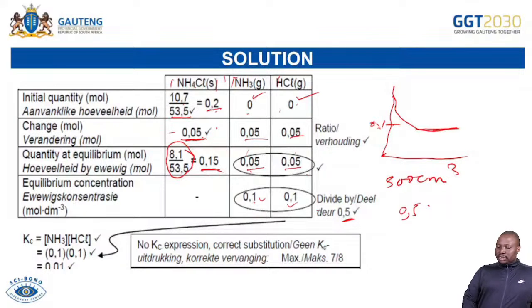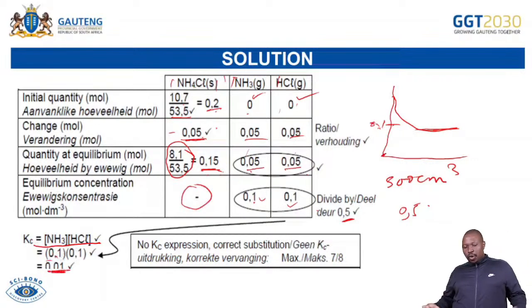Now to calculate your Kc, as I indicated, you will write the Kc expression. You won't include the solid because its concentration, we said, remains constant at 1. So you just write 0.1 times 0.1, then it gives you 0.01. Then you are able to get your 8 marks.